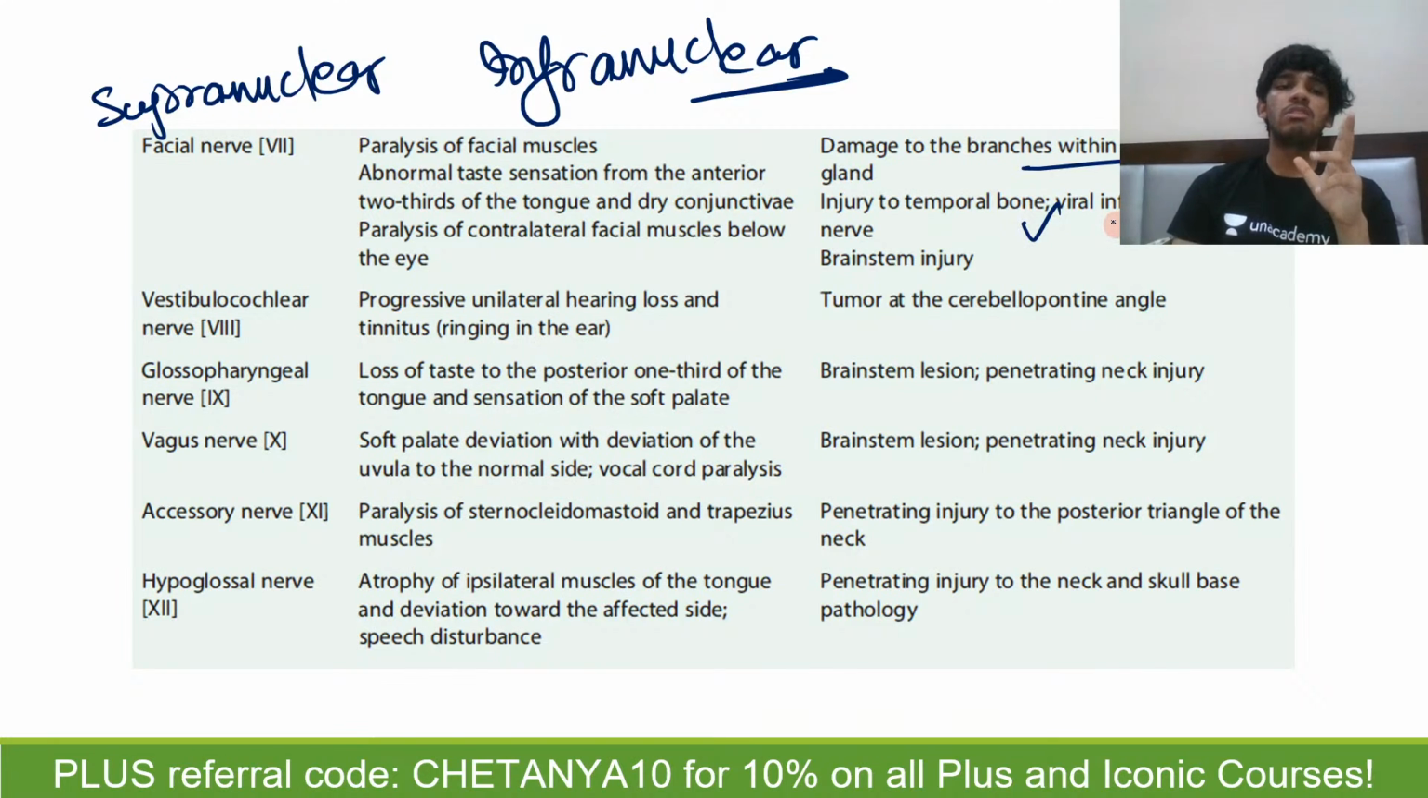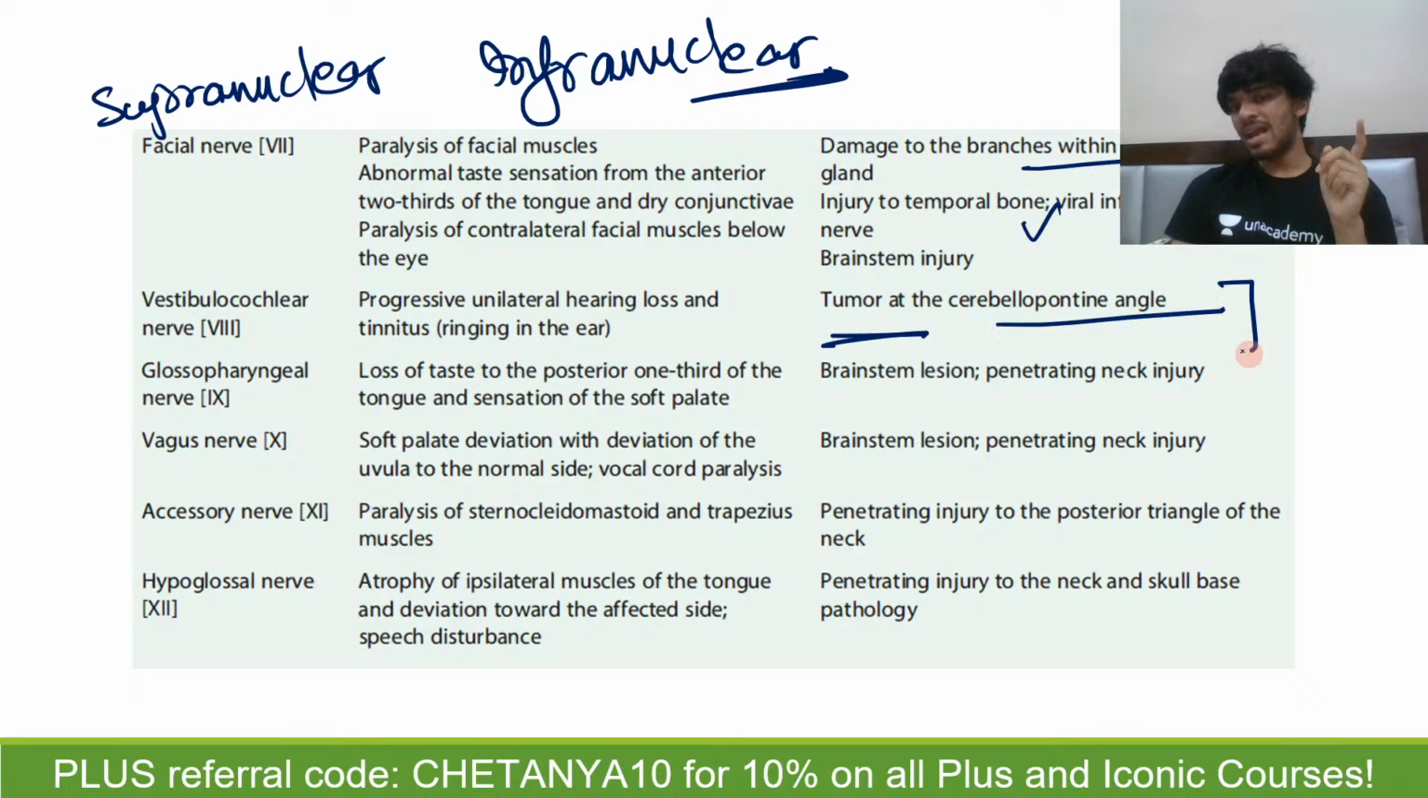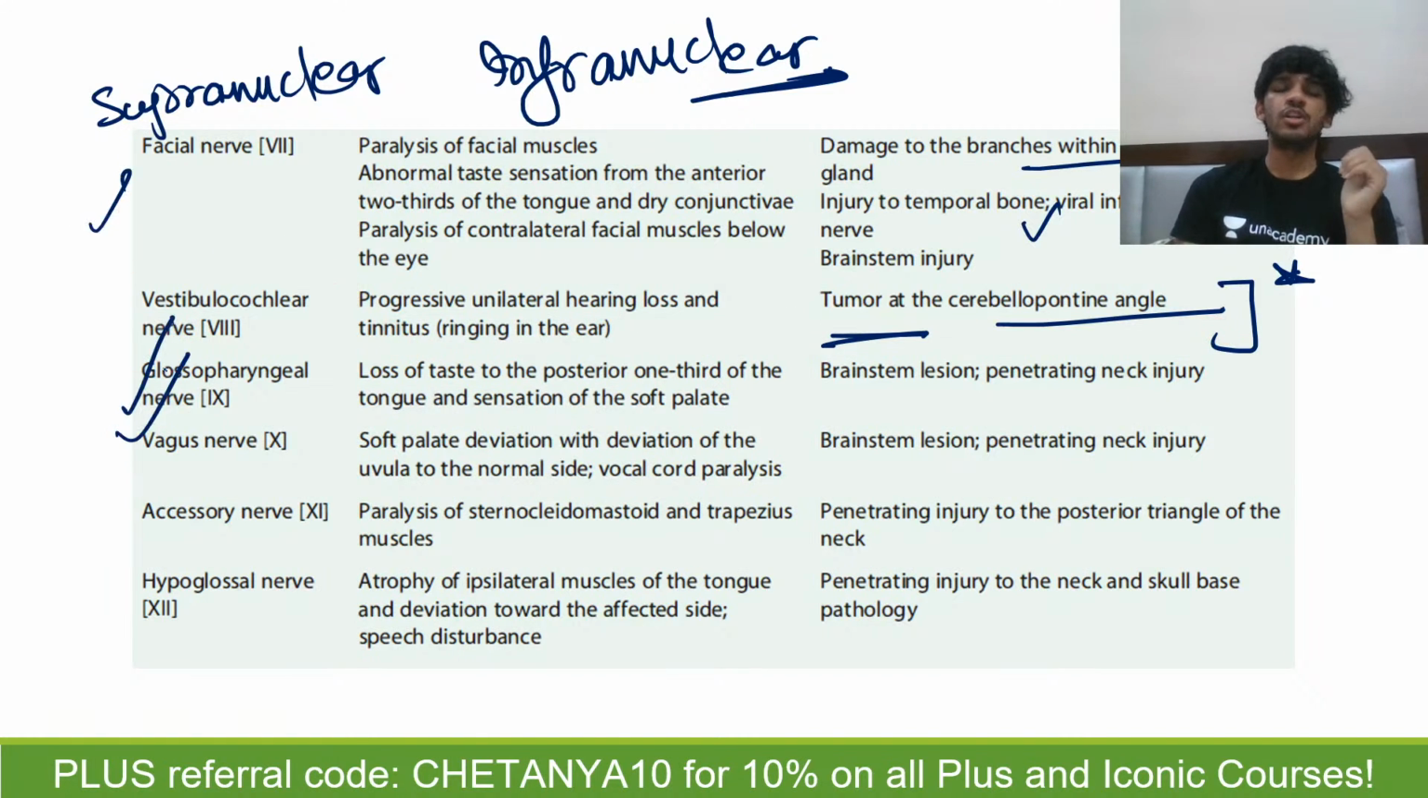Then vestibulocochlear nerve, it comes out at the CP angle. So if there is a tumor at the cerebellopontine angle, you will have hearing loss. Tinnitus is कान में टिंग बजता रहता है. Okay, so that ear में ringing sensation, that is vestibulocochlear nerve. Okay, so facial is done, vestibulocochlear is done. Glossopharyngeal, you will have loss of taste from the posterior one third of the tongue because it supplies gustatory fibers to the posterior one third of the tongue. Okay. Then you come to the vagus nerve.